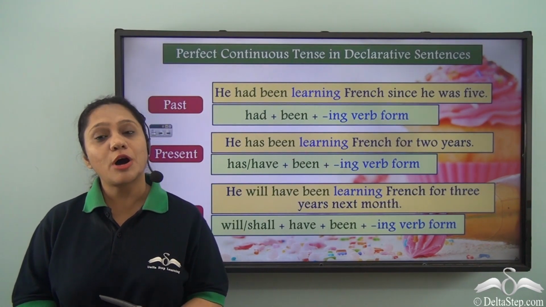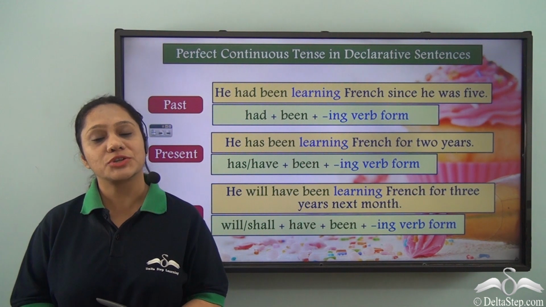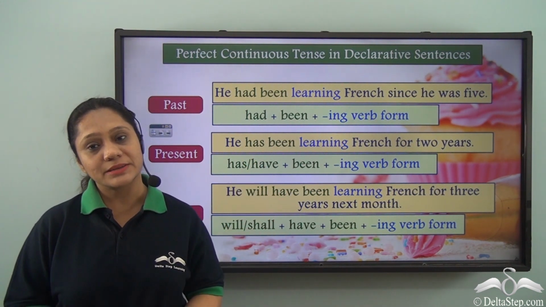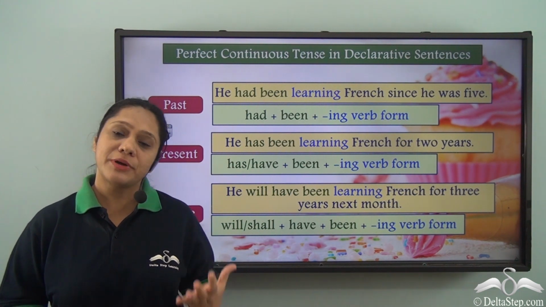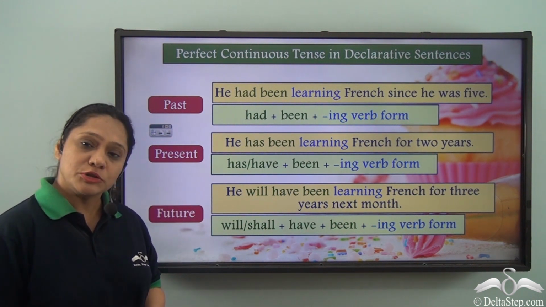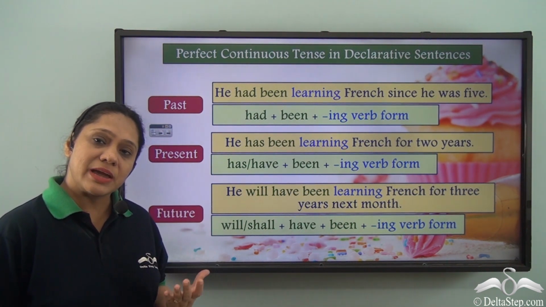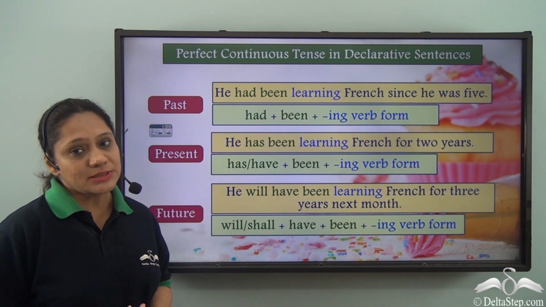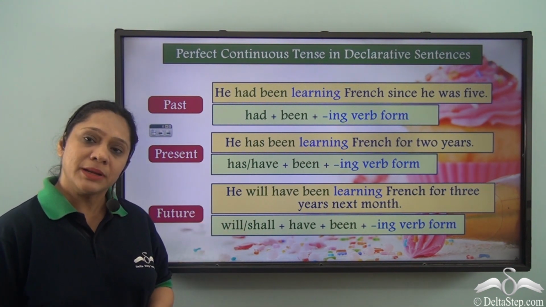By now you are well versed with the perfect continuous tense. This slide shows three declarative sentences portraying the perfect continuous tense in the past, present and future. It also shows the various verb forms associated with each. You can pause the presentation to go through them in detail.